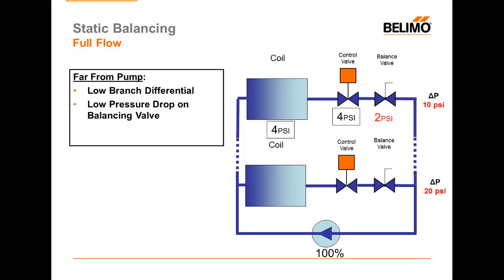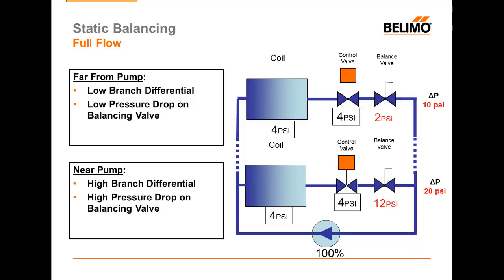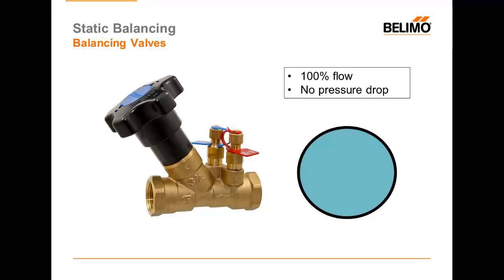But I still have the same coil, and I still have the same valve, and I have the same pressure drop design on the valve as I did on my far branch. So the coil and the valve still take 4 psi, but now I must set my balancing valve to take a much larger pressure drop of 12 psi in order to balance this loop. So closer to where I pump, I have higher branch differentials, and I have a high pressure drop on my balancing valve. Let's take a minute to discuss what balancing valves really do.